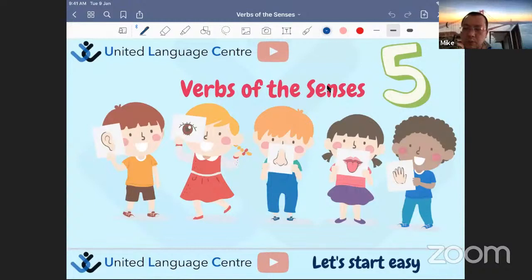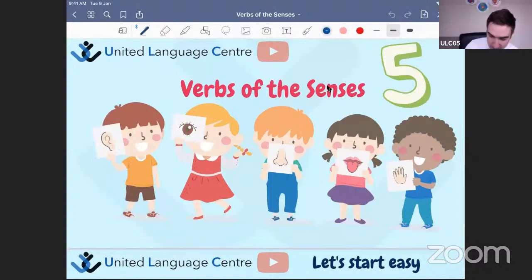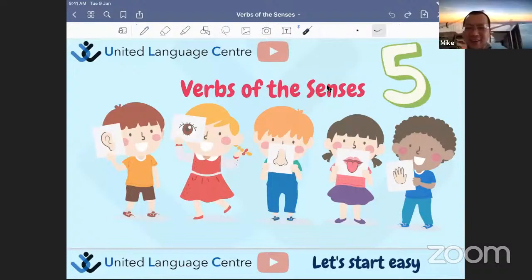Senses? We have 5 senses, right? Humans have 5 senses. So what are the 5 senses? Sentence or census? Oh, senses. What are the 5 senses?